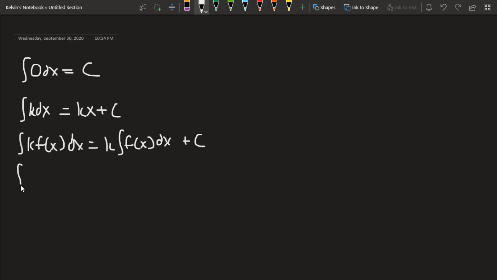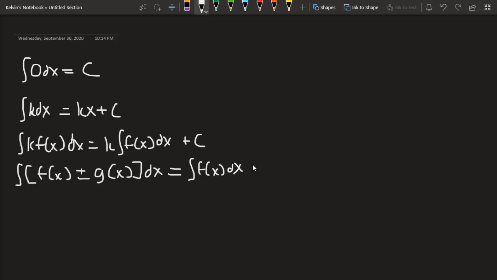So another one would be the integral of f of x plus or minus g of x with respect to x is equal to the integral of f of x with respect to x plus or minus, depending on the sign you used earlier, the integral of g of x with respect to x plus c.